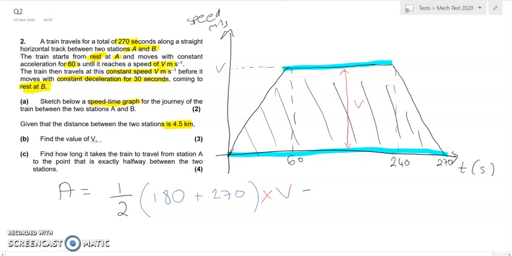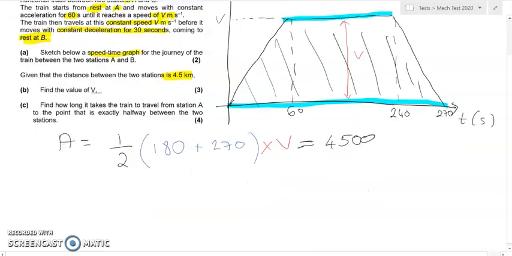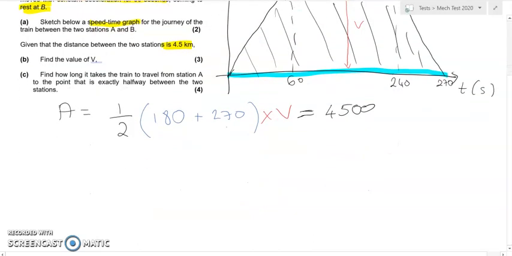And this whole thing is equal to 4.5 kilometers, which I'm going to convert to meters, which is 4,500 meters. Now 180 plus 270 is 450, times by a half is 225. So 225v is equal to 4,500, and if you divide by 225 you get v as 20. And don't forget the unit: 20 meters per second, or ms minus 1.